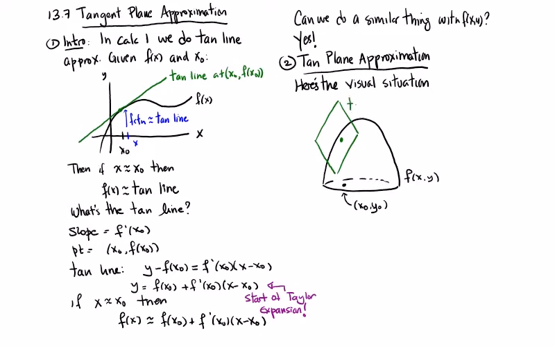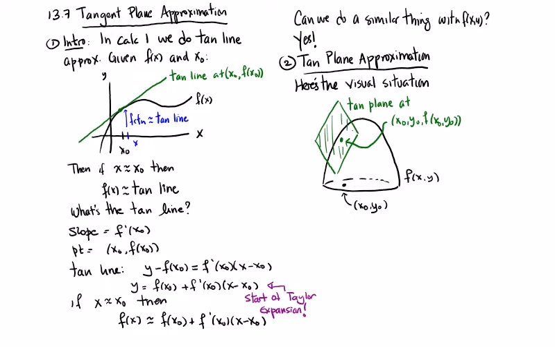So this is what's called the tangent plane at the point x0, y0, f of x0, y0. That's the point. That point right there is this point right there. And so that tangent plane sort of sits tangent to the surface. Right? And so what happens is we can make a similar claim.